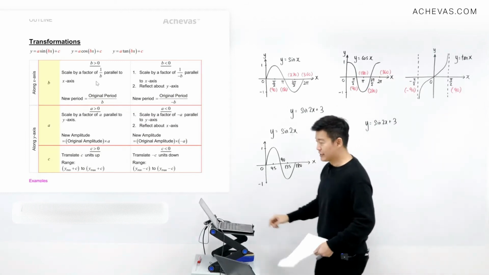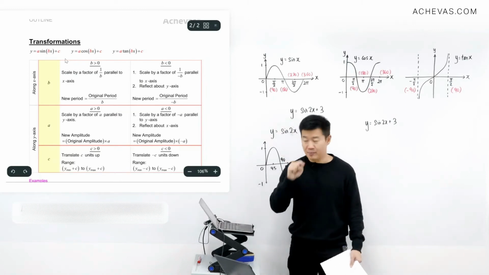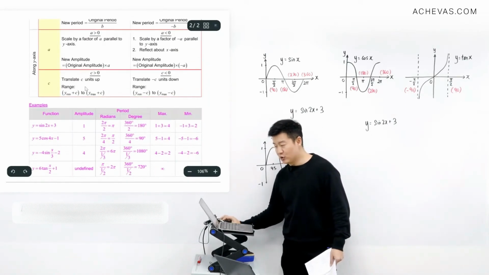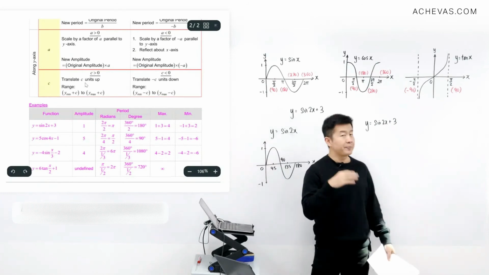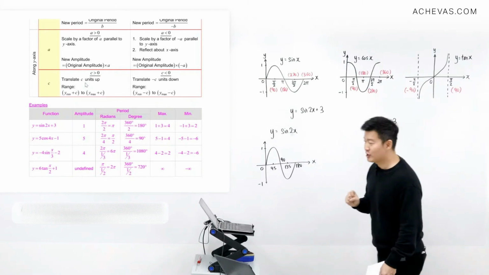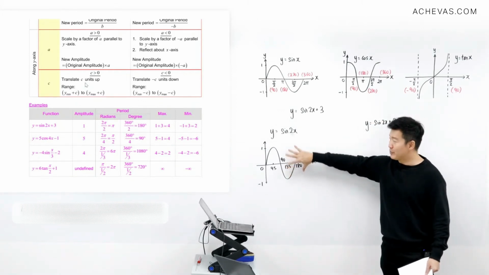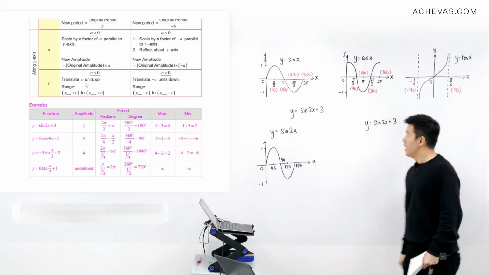Plus 3, according to the table, is this plus c. And the c that we are looking at here is a positive number. So it is going to be a translation of 3 upwards. Okay, a translation of 3 upwards. So we're going to take this graph and translate it by 3 units up.